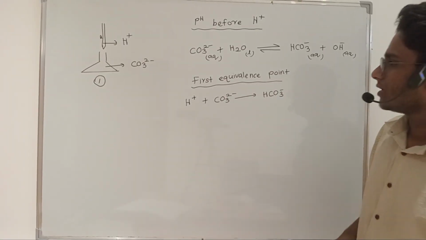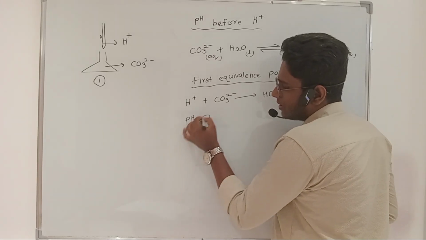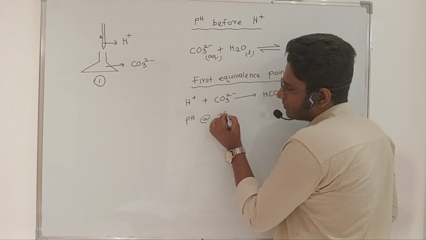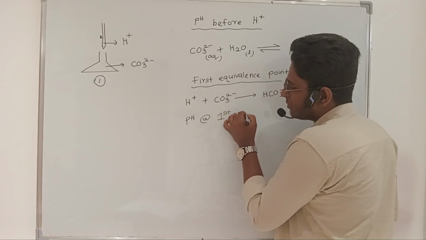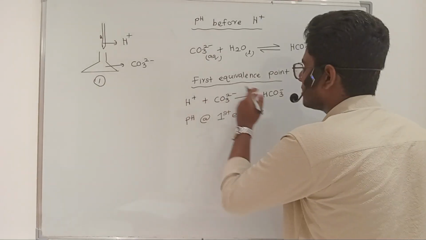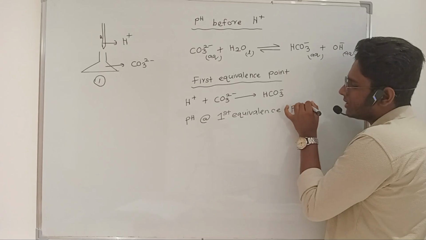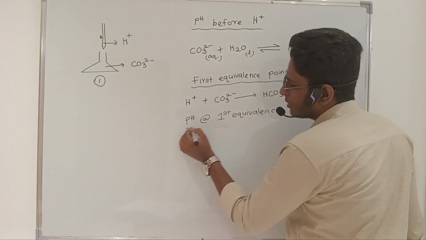And then they will ask what is the pH at the first equivalence point. Now how can you find that? At the first equivalence point, you know there is no carbonate available, because all of the carbonate is converted to bicarbonate. So bicarbonate will be determining the pH at the first equivalence point.